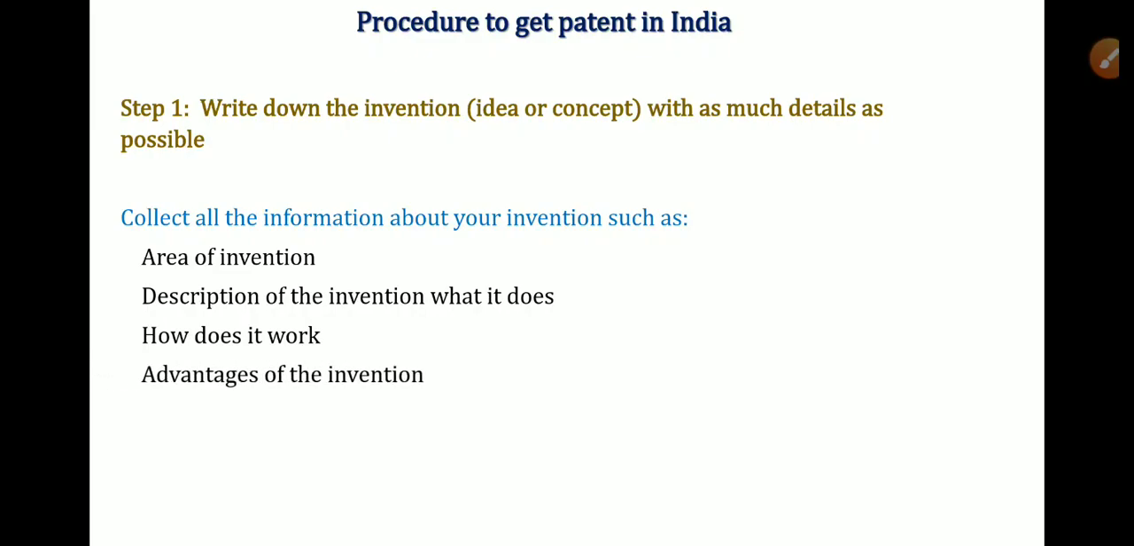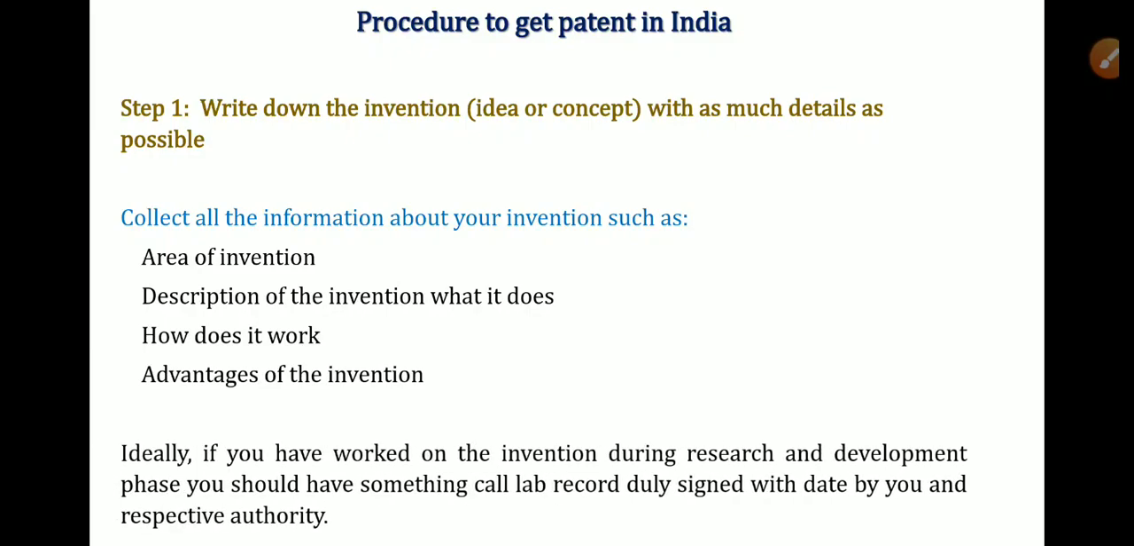And next, the advantages of your invention. You have to write the advantages also, what are the merits of your invention. That should be recorded, written in a prescribed format to get a patent in our country. And ideally, if you have worked on the invention during the research and development phase, you should have something called a lab record, duly signed with date by you and the respective authorities.